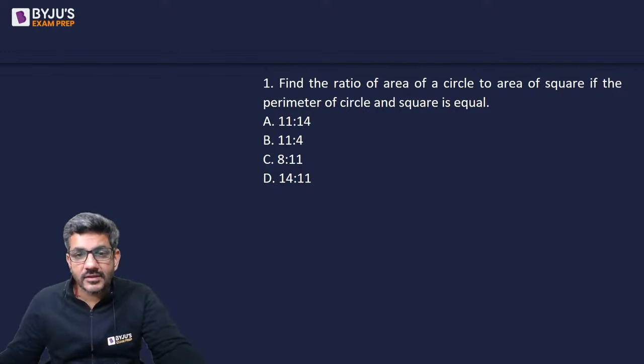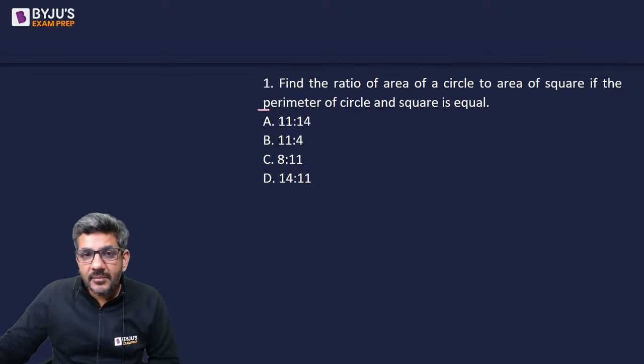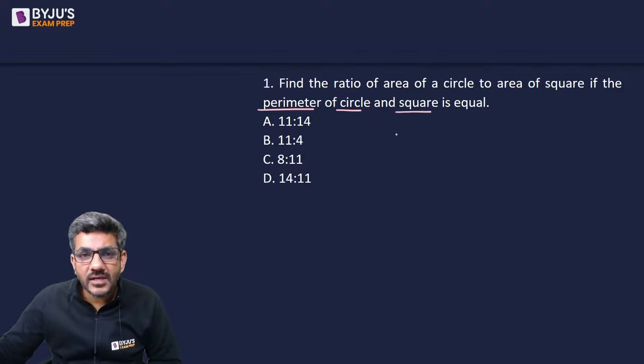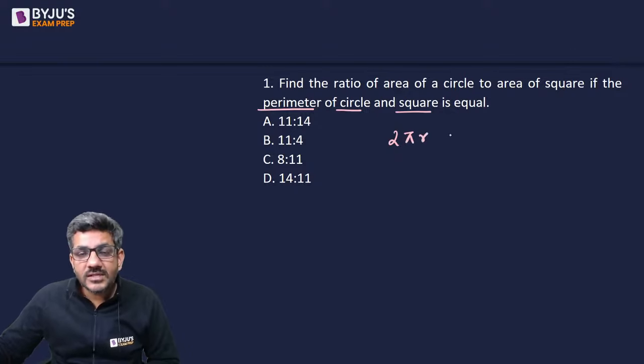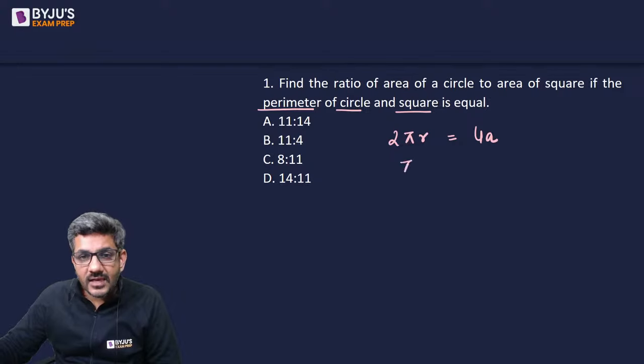So let's start solving the first question here. He says that the perimeter of the circle and the square, they are equal. What is the perimeter of a circle? It is 2 pi r, where r is the radius of the circle. What is the perimeter of the square? It is 4 times the side, where a is the side, and they are equal. So I can say 2 pi r is equal to 4a. Let's cancel out by 2 and I get pi r is equal to 2a.